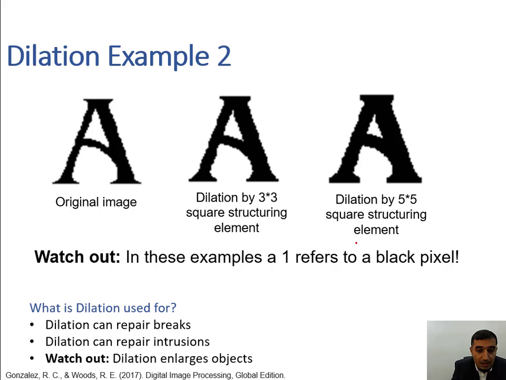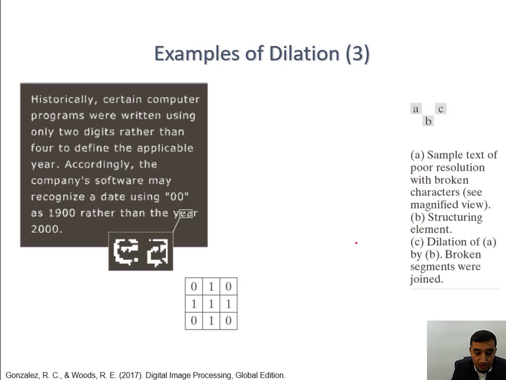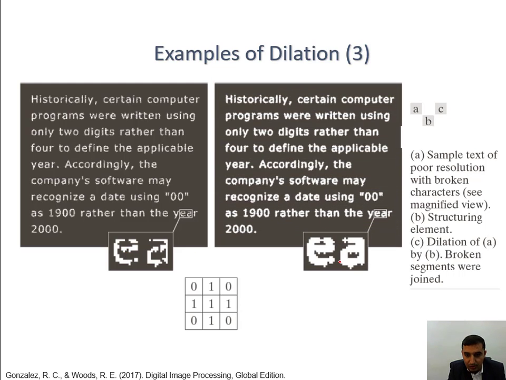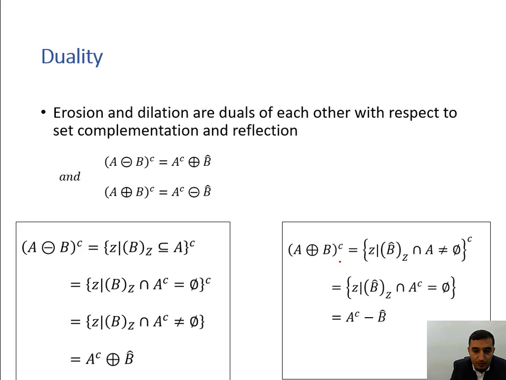So dilation will increase the size of the object. Dilation can repair the breaks. Dilation can repair the intrusions. So you can see here that dilating this image, which is letters, these letters will be improved, as you can see, and the writing will be somehow improved.